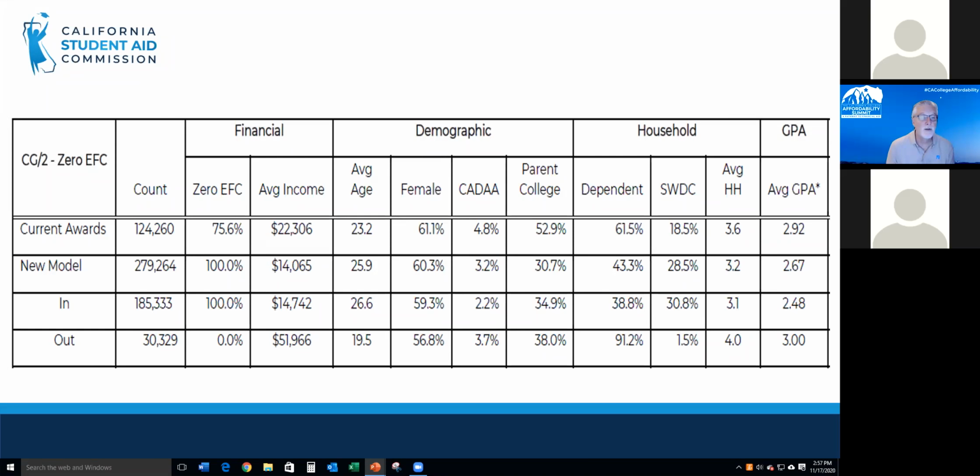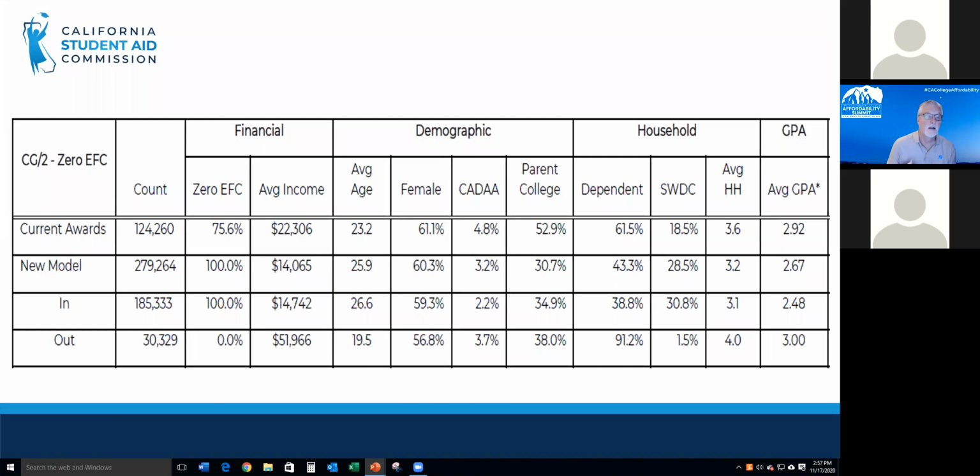Under the new model, you can see it bumps up to 280. All of them are 0 EFC, so it's certainly a more needy group. Their average income goes down, their average age goes up. And the in and out line are basically what's modeled here for new students. Under any proposal, any student who's currently in, we're not going to kick out, but they would be grandfathered.